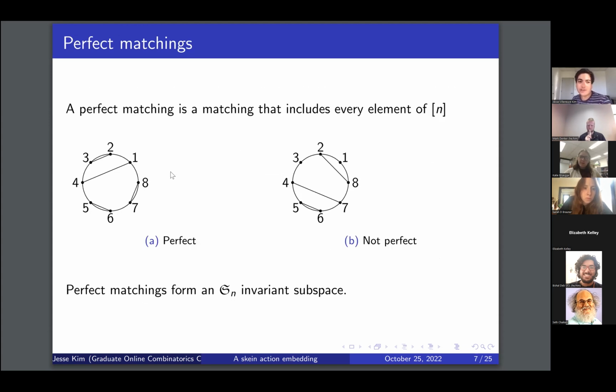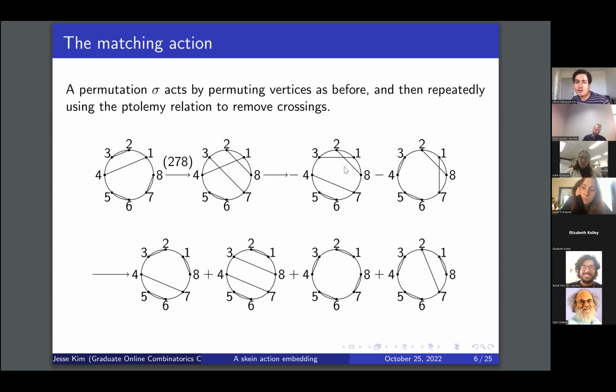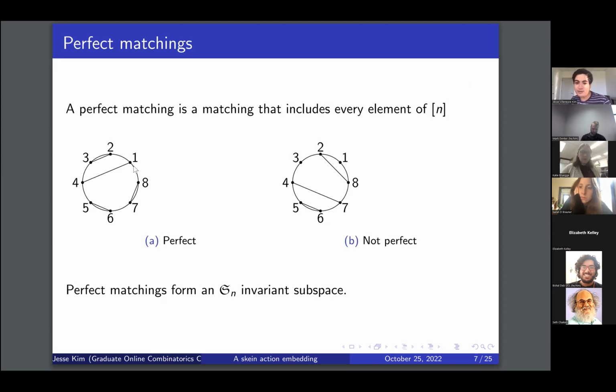All right. So if we focus instead on perfect matchings, that's matchings where everything is matched. The one on the left is perfect because every vertex is connected to something else. The one on the right is not perfect because 1 and 3 are not matched. Perfect matchings form an invariant subspace in this action, because this action is not changing the number of matched pairs. So if there are n/2 matched pairs, if you apply this action, you're still going to have n/2 matched pairs. So perfect matchings form an invariant subspace.